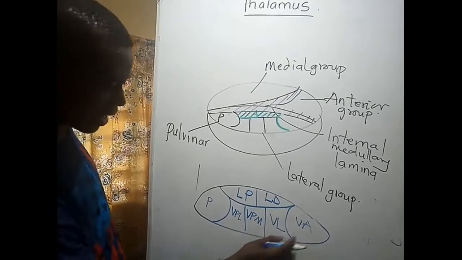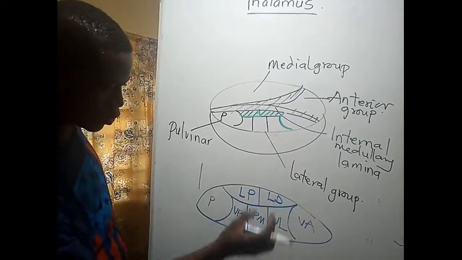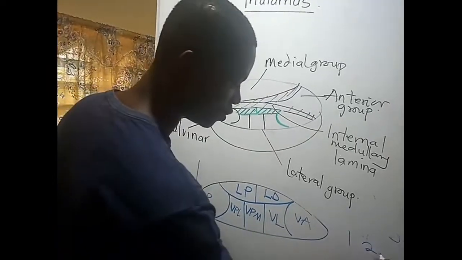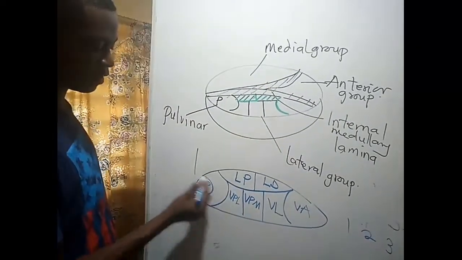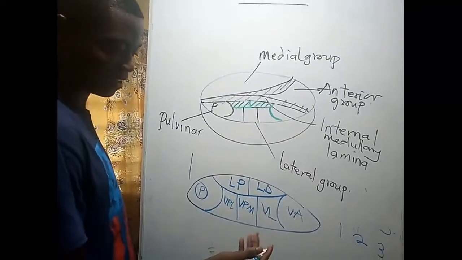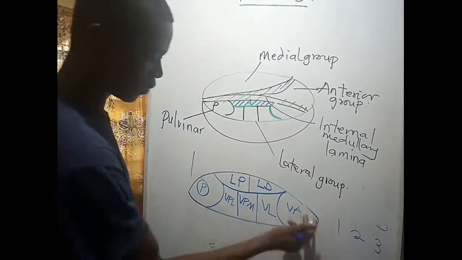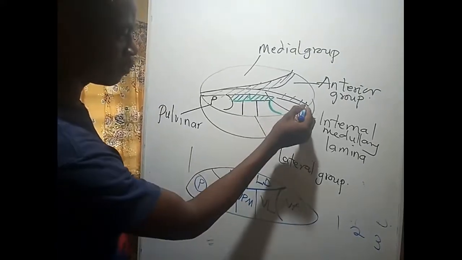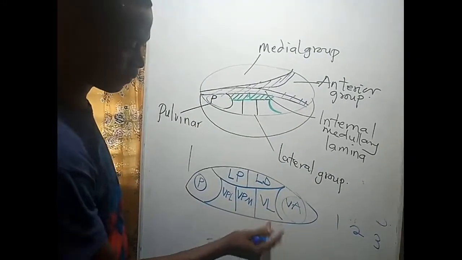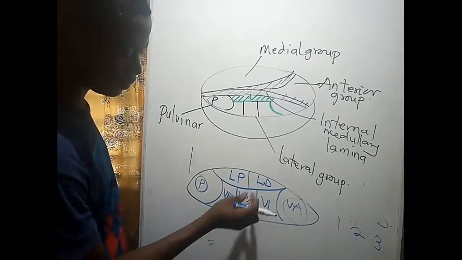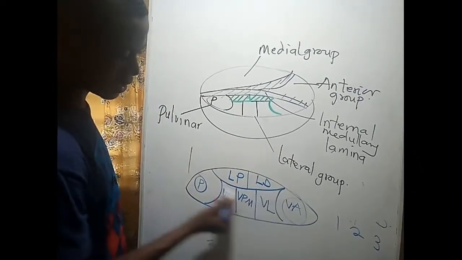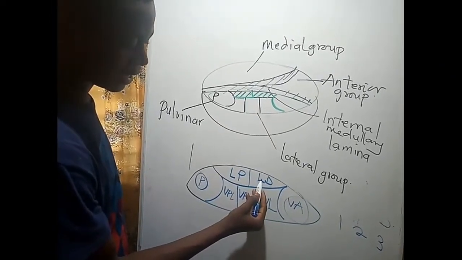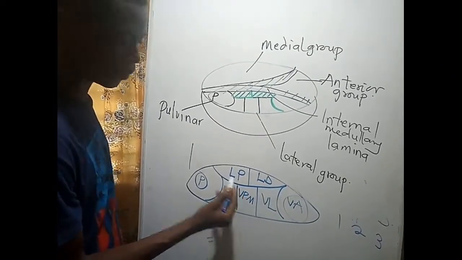So just remember 1, 2, 3. And then at the end you have the pulvinar. Isn't it easy? So 1, 2, 3. So we have the ventral anterior group of the lateral. Remember we projected this portion here. We have the ventral anterior group. We have the dorsal tier, which is subdivided into the lateral dorsal and then the lateral posterior.